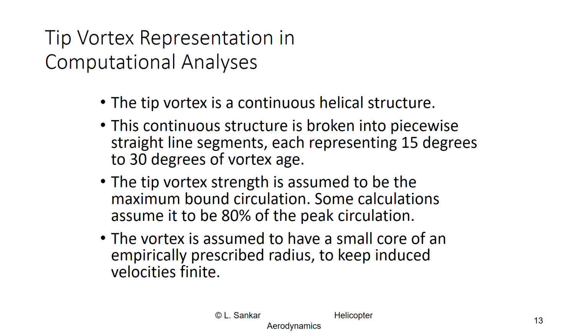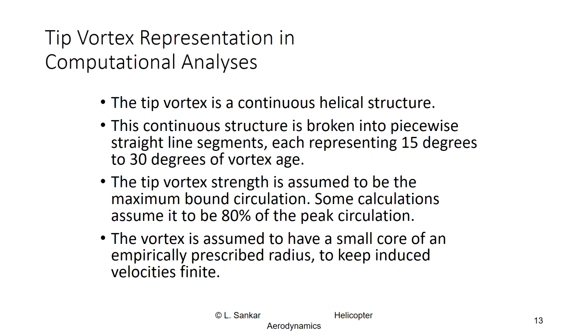Remember, our tip vortex is a continuously contracting helical structure. So you break it into piecewise straight lines. Think of it as a spring that is compressed in the radial direction as you go down. The spring is a continuous circular helical structure. You assume it to be approximated by piecewise straight lines. So each piece from 0 to 15 degrees is one straight line vortex edge, 15 degrees to 30 degrees is another one, and so forth.